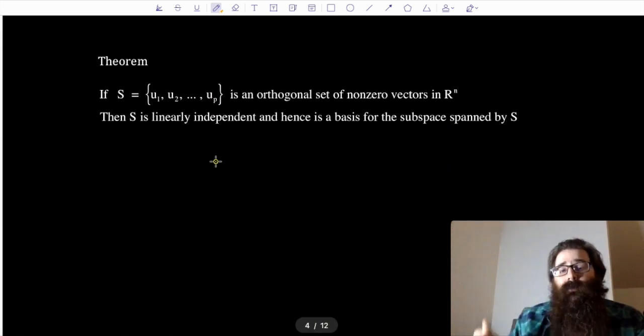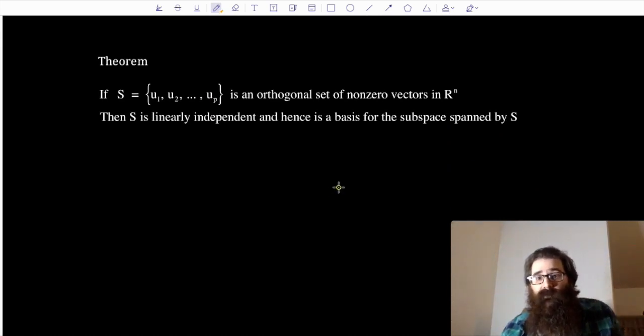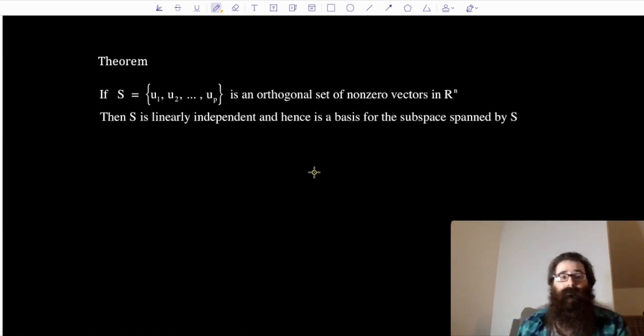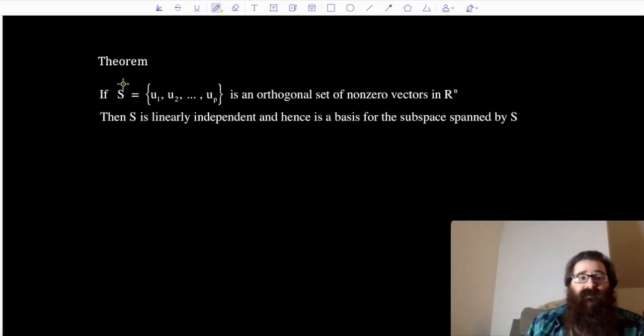All right, well, why do we care about an orthogonal set of vectors? Why are we doing these exercises? Well, if I have a set, capital S, of vectors u sub 1, u sub 2, and so on up to u sub p, and if this is an orthogonal set of non-zero vectors in vector space Rn, then the set S is a linearly independent set, and since it is linearly independent, that means it is a basis for the subspace spanned by S.